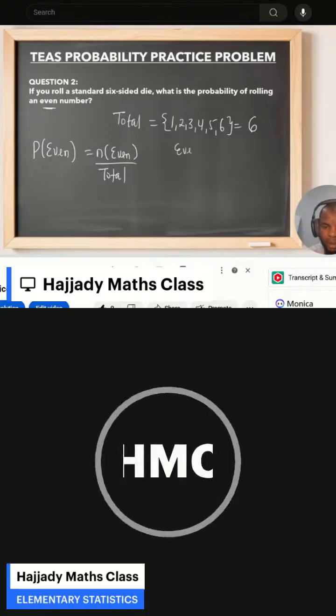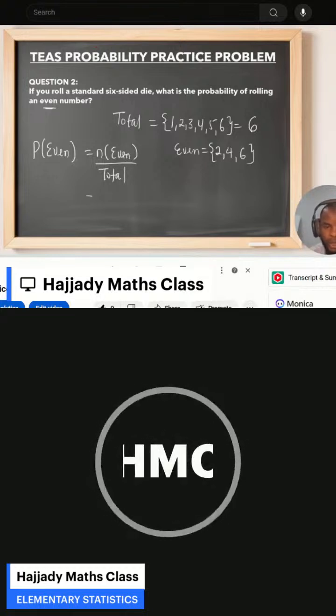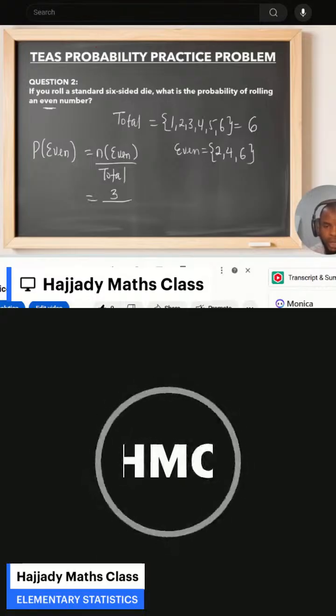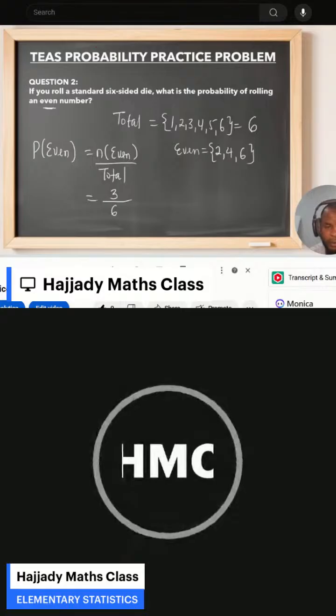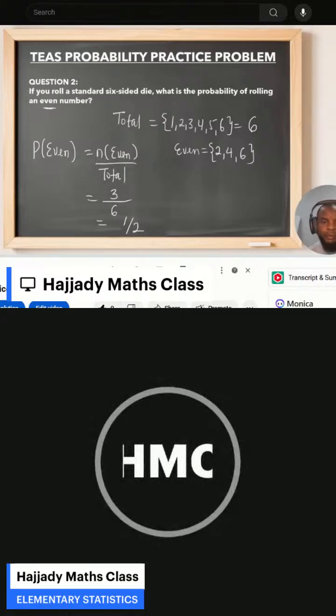So here, what are the even numbers we have? The even numbers are numbers that can be easily divided by 2. So here we're going to have 2, 4, and 6. So in total, we have 3 even numbers over the total, which is what? 6. Finally, your answer can be 1 over 2, which is half.